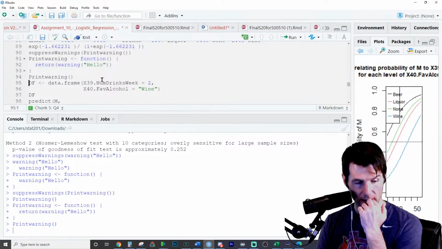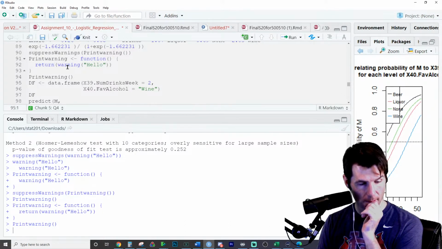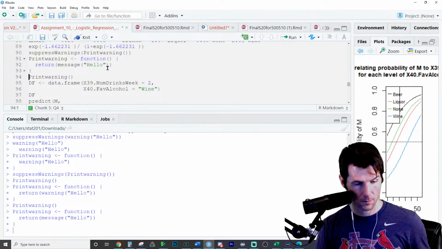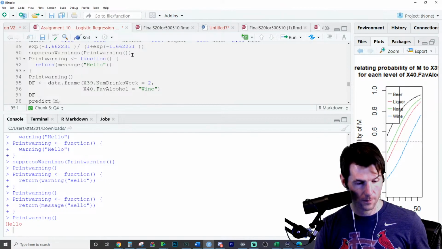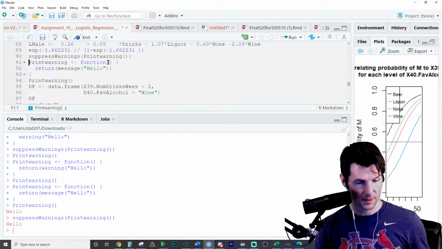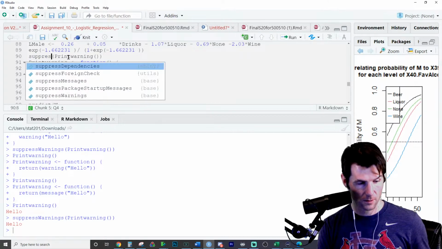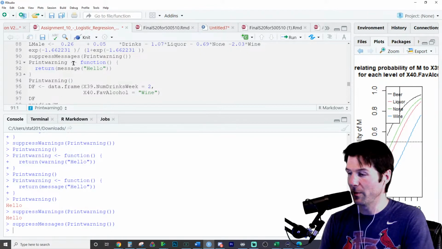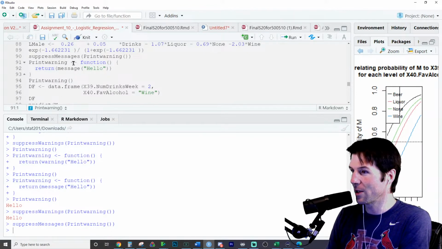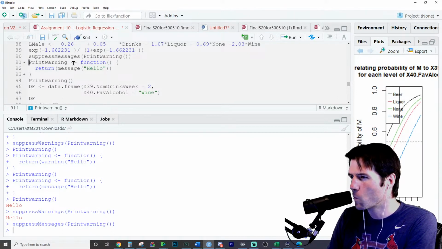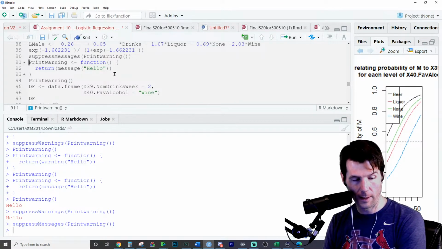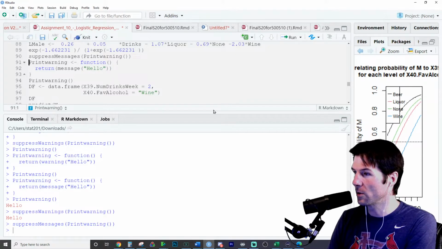My brain is breaking today. Let's put here message. Hello. Unless we suppress messages. There we go. That suppresses it. So now it's print message. So you should be able to suppress warnings or suppress messages. Don't know why my thing didn't do what it was doing.